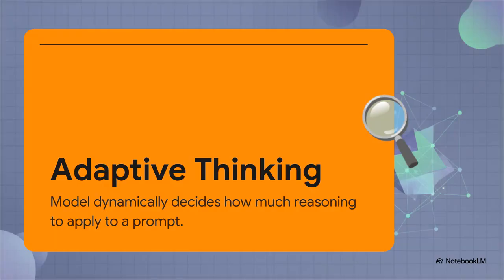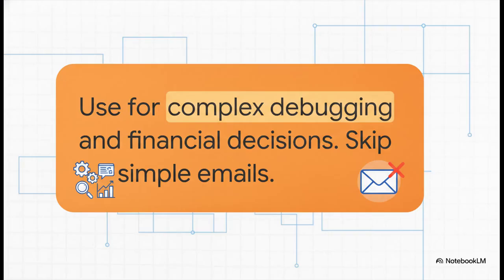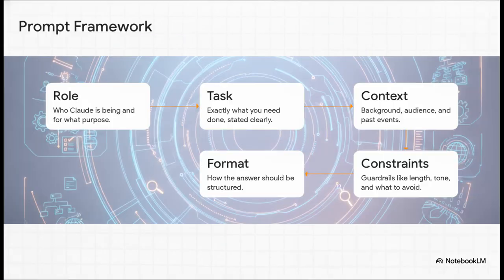First up, adaptive thinking. Type UltraThink, and Claude automatically budgets its own brainpower for your prompt. Save this heavy lifting for tricky code or financial models. Skip it for drafting a quick Tuesday email. For those critical tasks, you've got to use this 5-part prompt framework: role, task, context, constraints, and format.